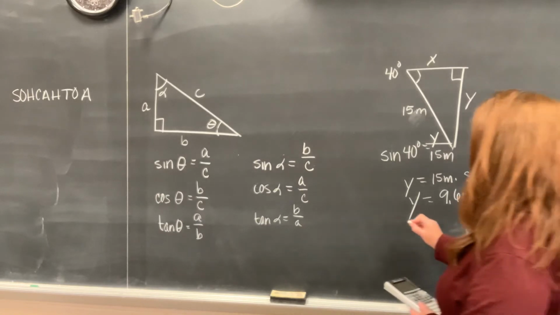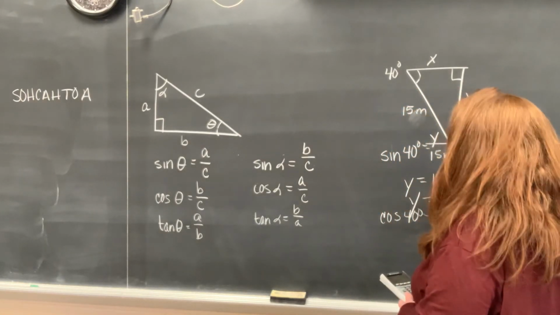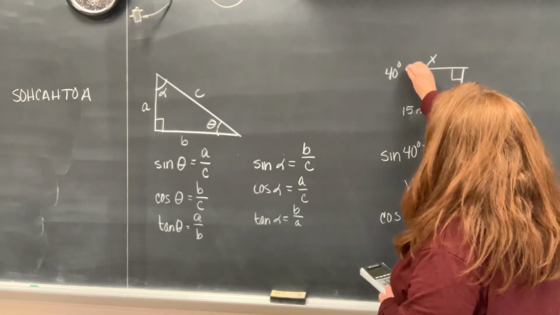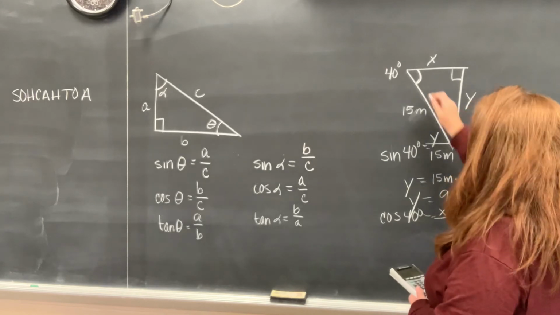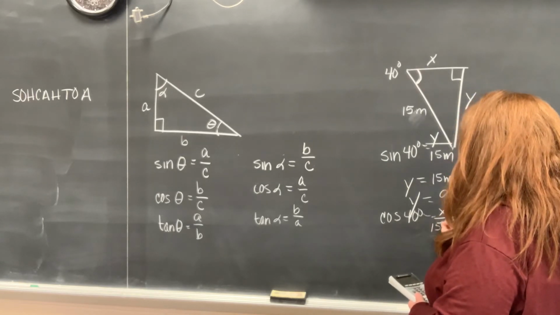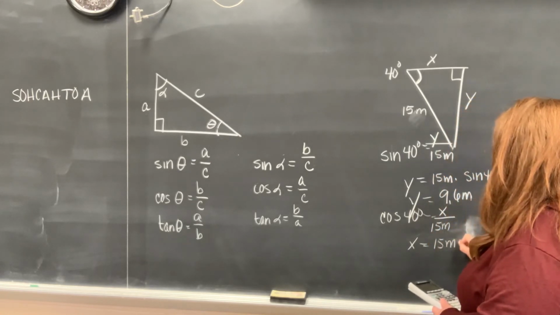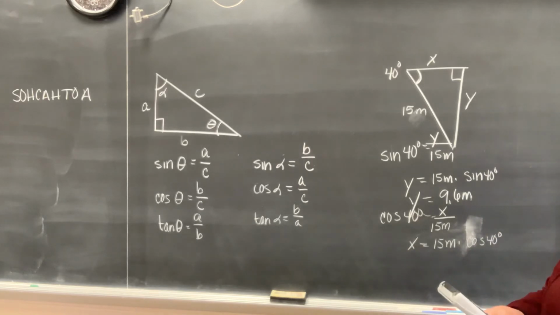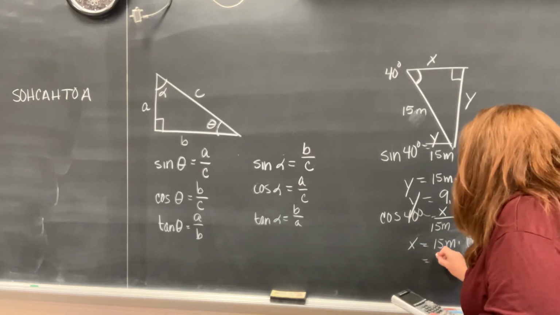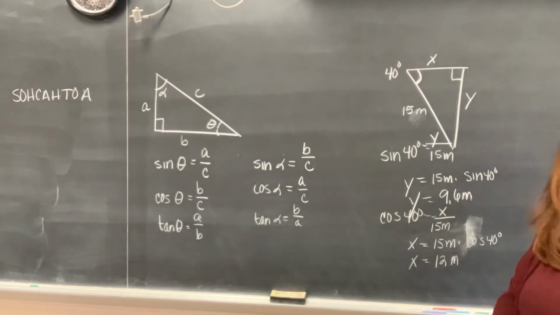Then to do cosine, the cosine of that 40-degree angle is equal to the adjacent side, which is x, I don't know what that is, divided by the hypotenuse, which is still 15 meters. So that means that x is going to be 15 meters times the cosine of 40 degrees. So I take 15 times the cosine of 40 degrees, and I get 11.5, or 12 meters. And that's really all there is to it.